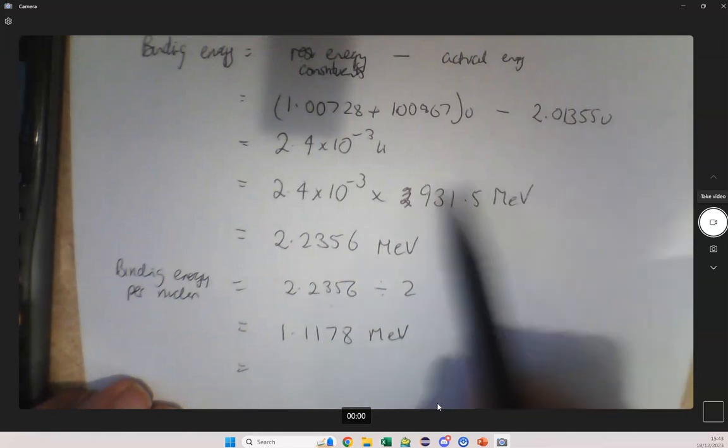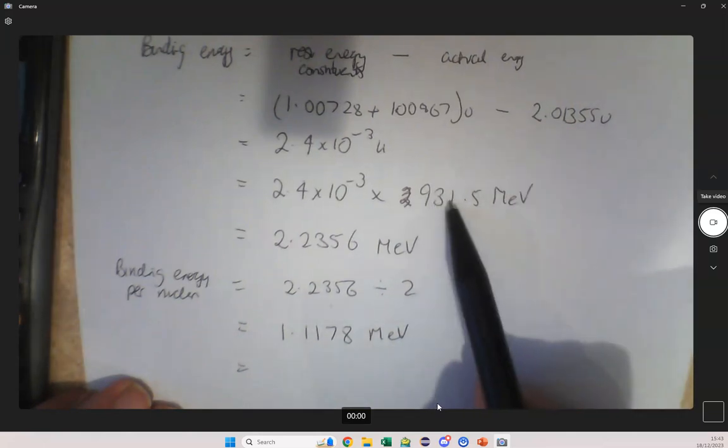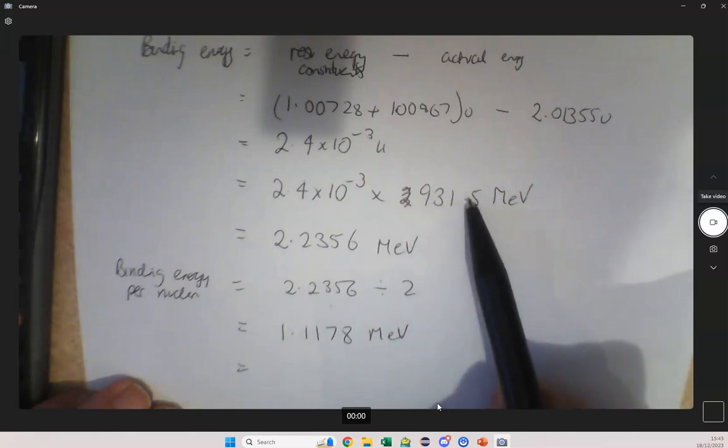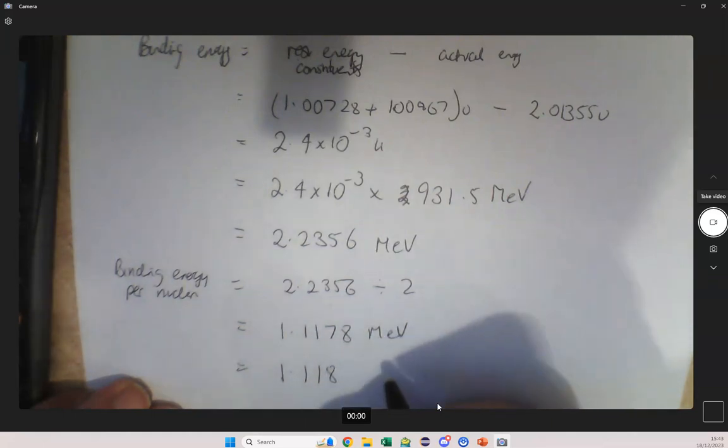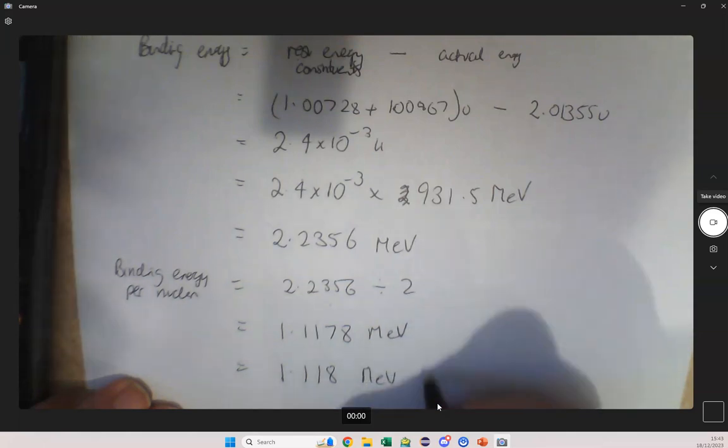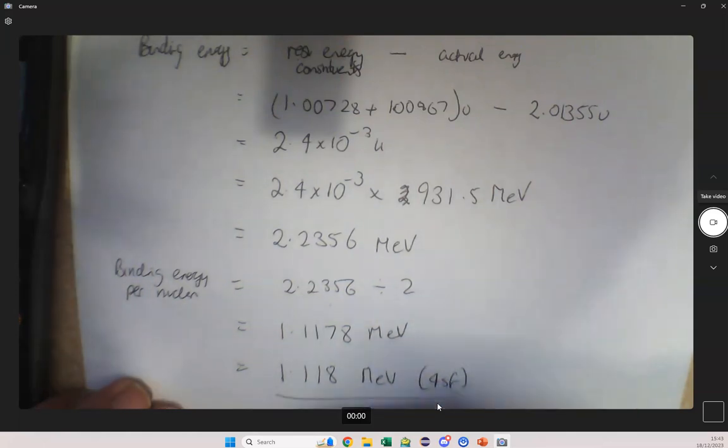Now, if I look through here, they gave me everything to 6 significant figures, the least number of significant figures I've got is 4. So therefore, my answer is going to be 1.118 mega electron volts, quoted to 4 significant figures.